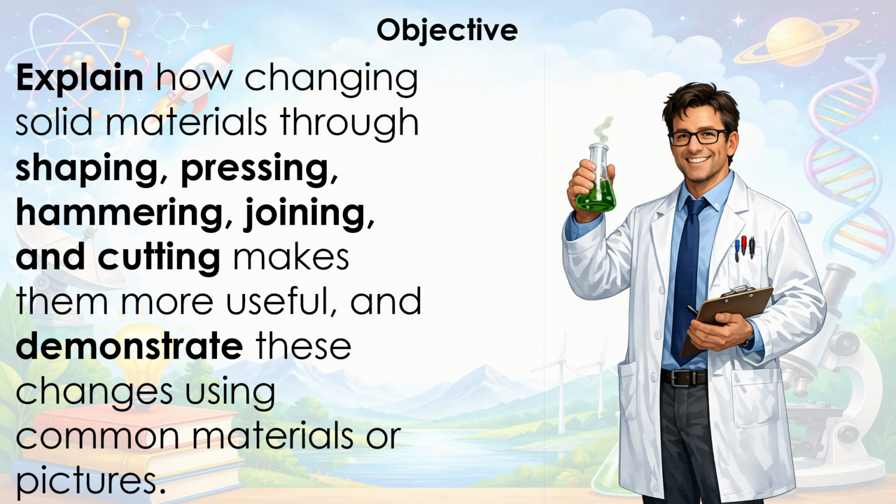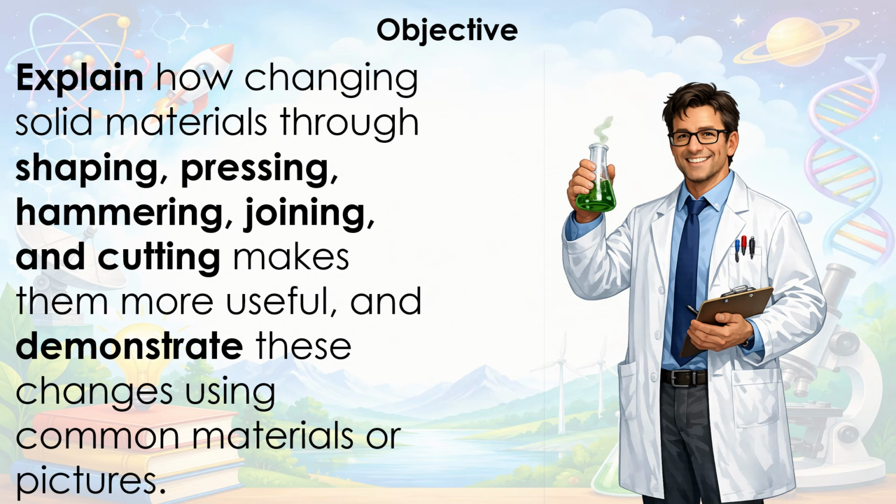First, we are going to talk about solid materials. Solid material is a type of matter that has its own shape and takes up space. Examples of solid materials include paper, cardboard, wood, clay, cloth, and many other materials.